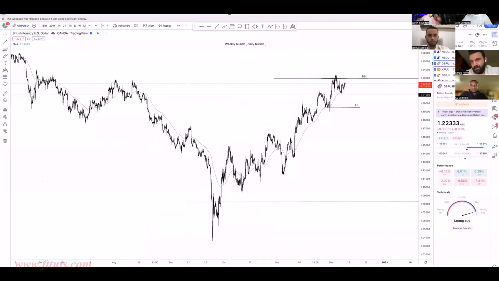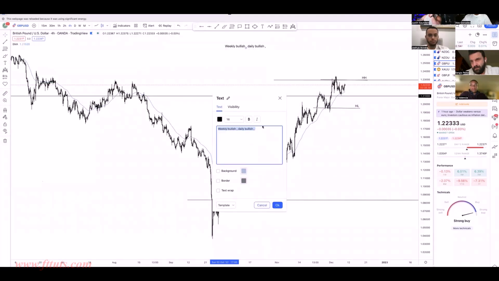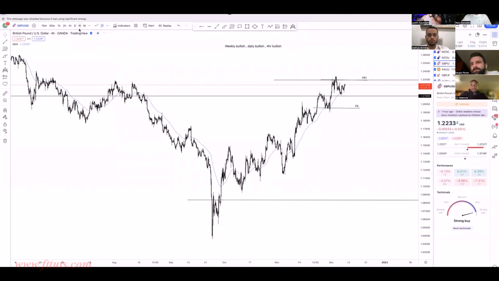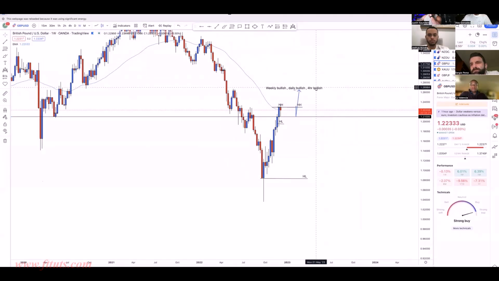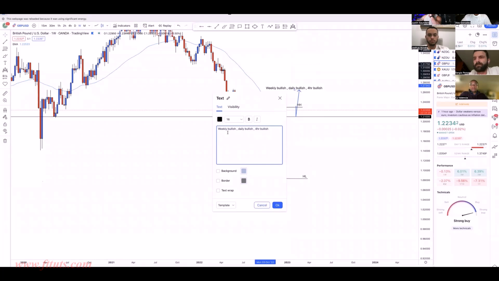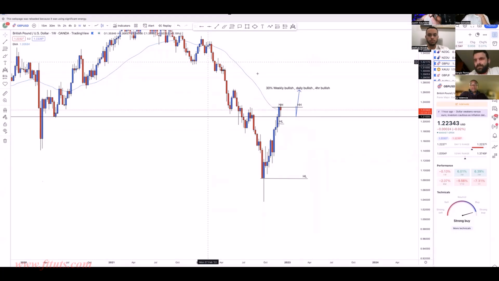So for now, we'll call this bullish. 4 hour is bullish. So I'm a tricky guy. What do we do now? Do we look for area of interest? What's the next thing? So right now, technically, this is a 30% trade towards our grade. What's the next step? What do we do?